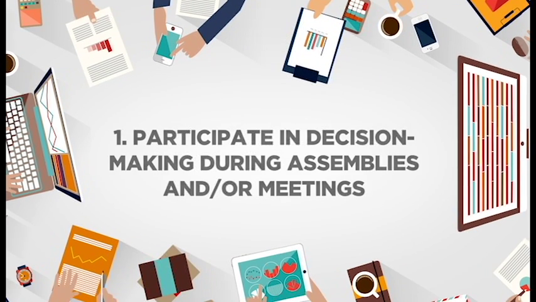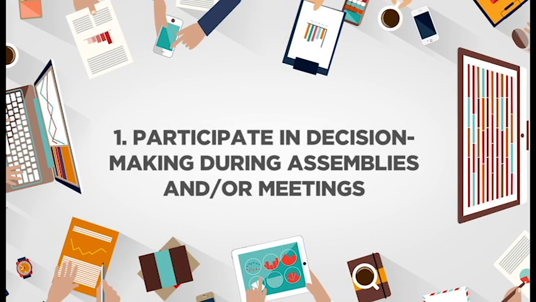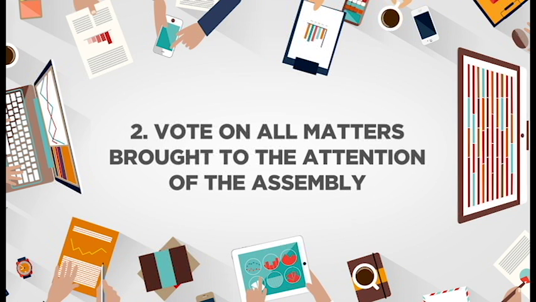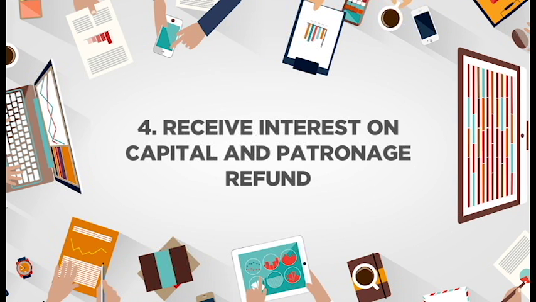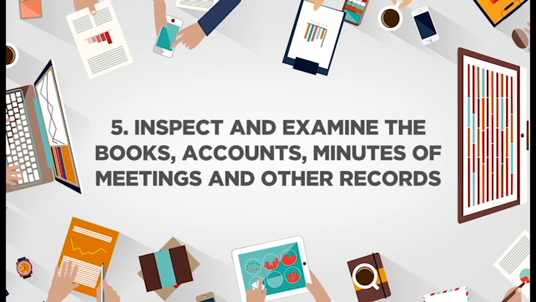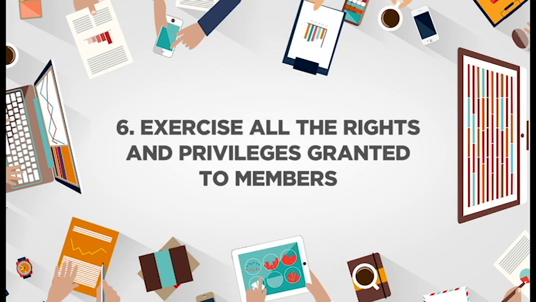The rights and duties of a member are to, number one, participate in decision-making during assemblies and/or meetings. Number two, vote on all matters brought to the attention of the assembly. Number three, seek any elective position if qualified. Number four, receive interest on capital and patronage refund. Number five, inspect and examine the books, accounts, minutes of meetings, and other records. Number six, exercise all the rights and privileges granted to members.